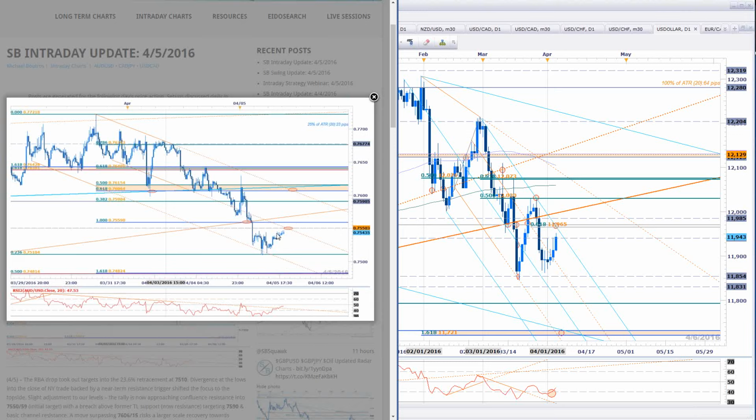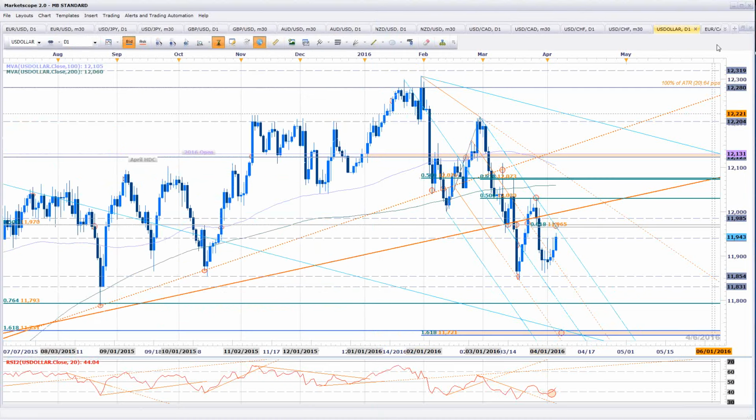The initial target for this was just 75.50. Okay, so we're kind of not even in this anymore. Looking for a break above this region to really validate a near-term reversal in the Aussie.